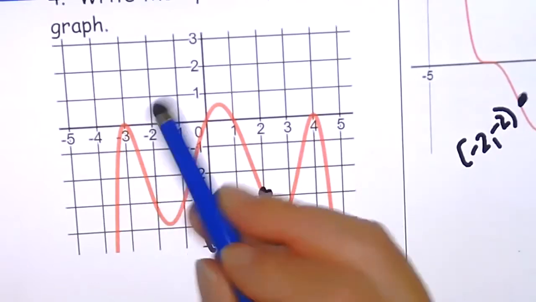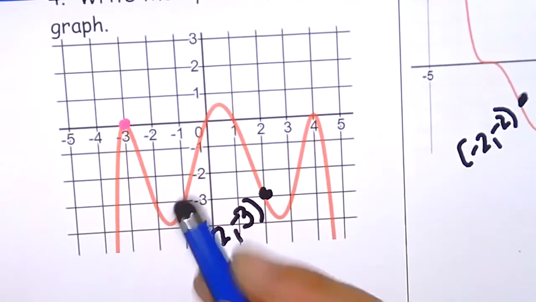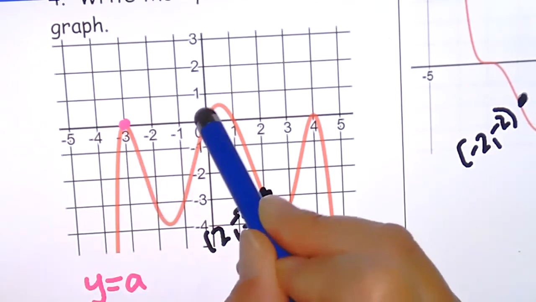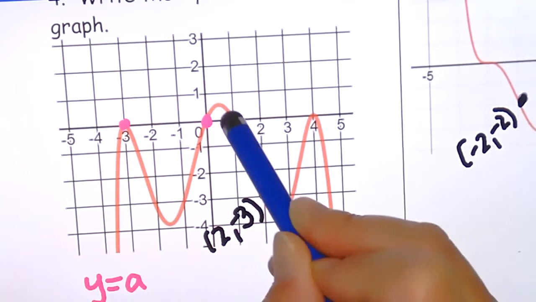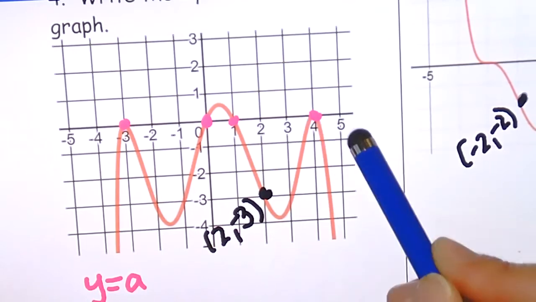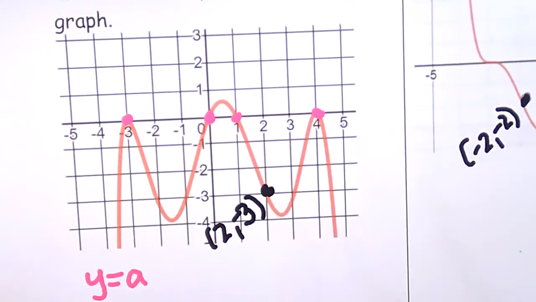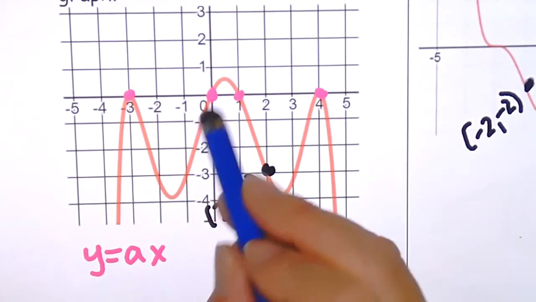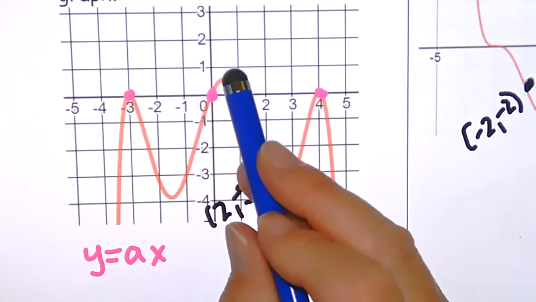So in this case, I'm going to have an A in front. Then I have points at negative 3, at 0, at 1, and at 4. Now, the 0 means that I have an X. So I'm going to have AX. It's going through, so that's regular.